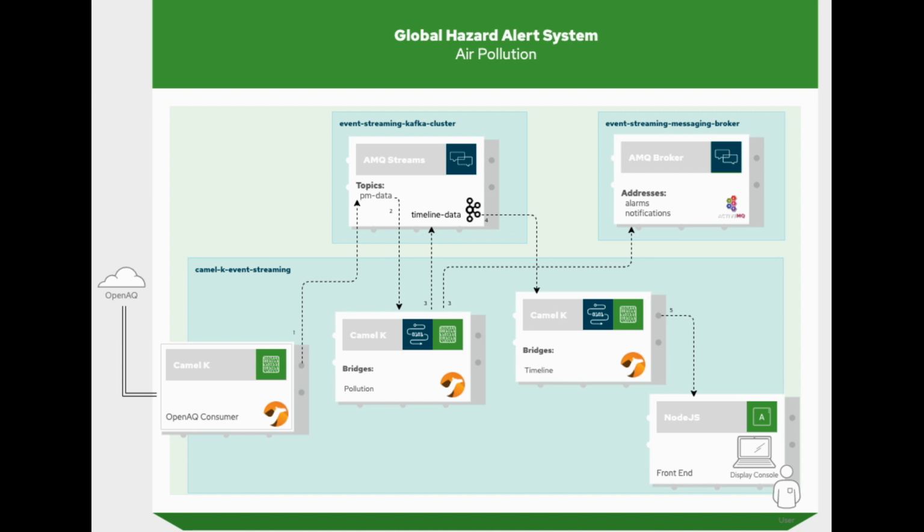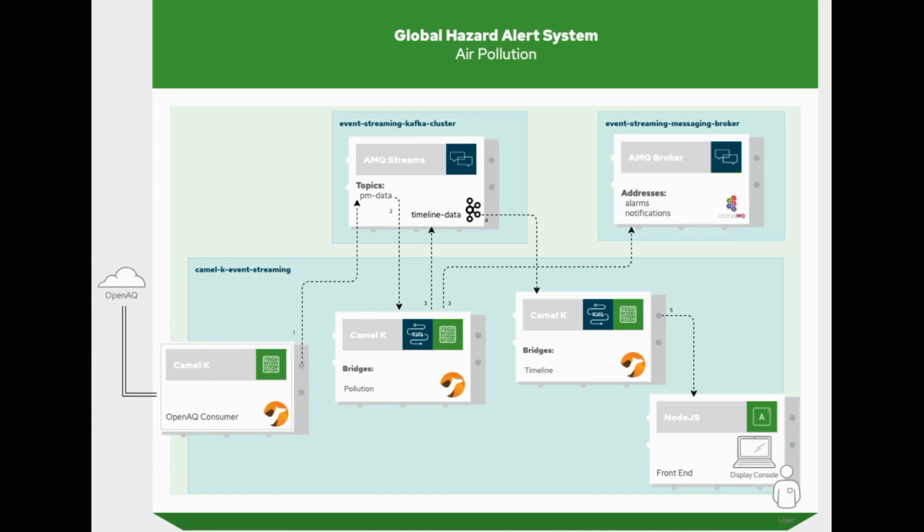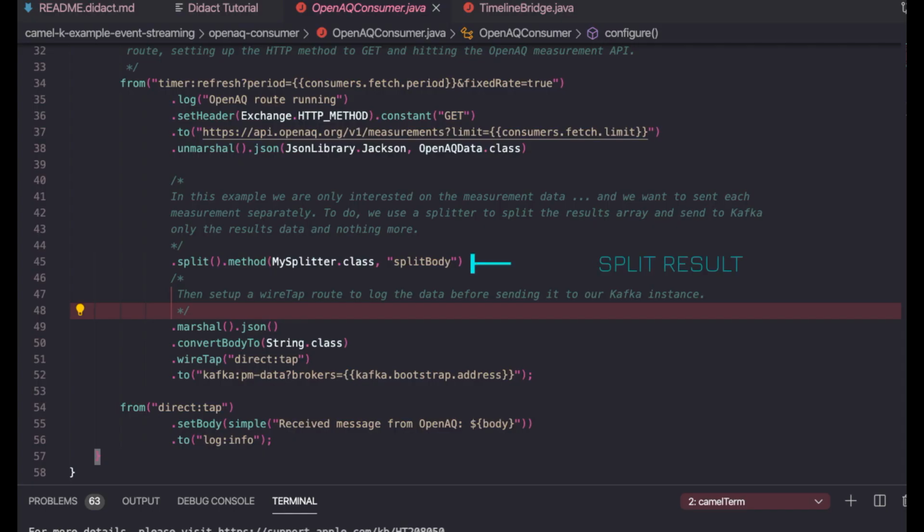So let's go ahead and create the first reporting flow, the air pollution hazard. It starts a Camel integration that consumes data from the OpenAQ API. This API is a publicly available service that reports air pollution around the globe. So Camel splits each record, converts the data into JSON format, and then sends it to a Kafka topic called PM data.